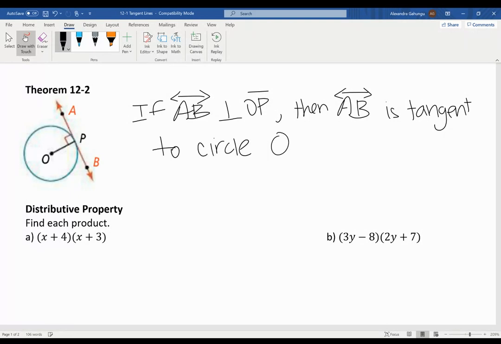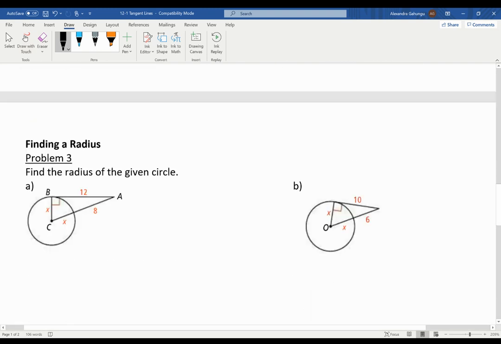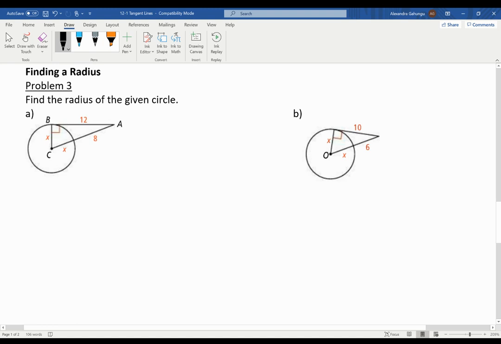So we're kind of working backwards here. We're saying if we have a 90, then it's tangent. The other one said if it's tangent, then we have a 90. So we'll go on to see what that helps us find, which is our radius.